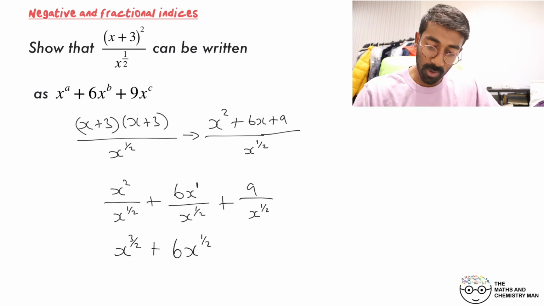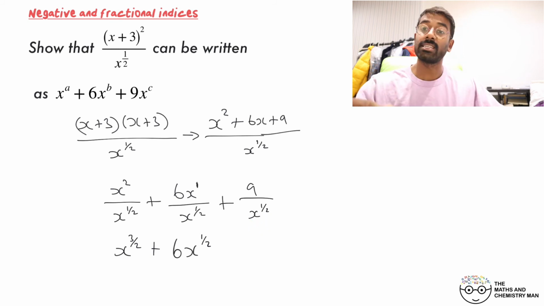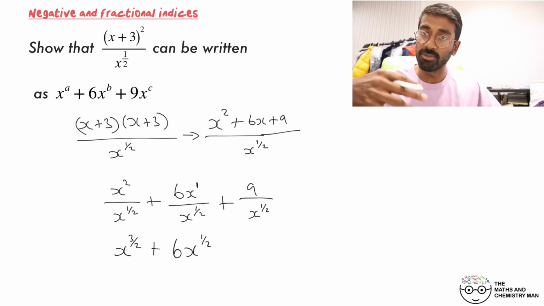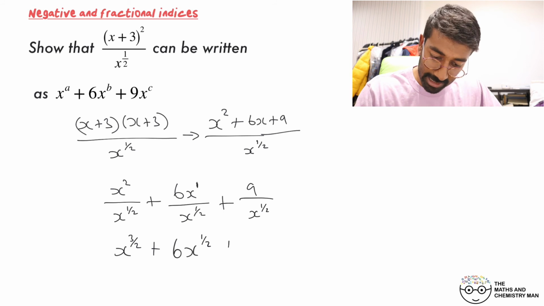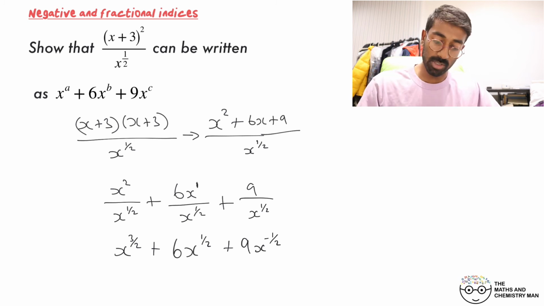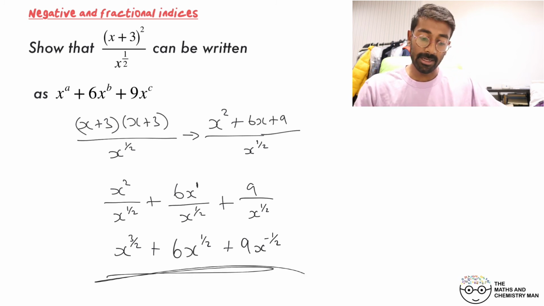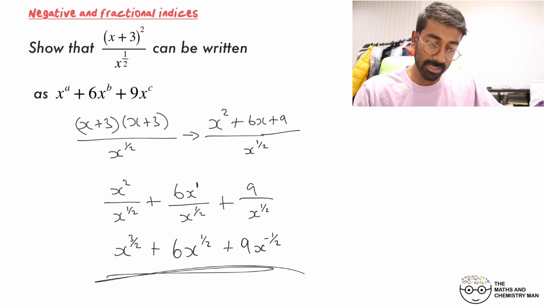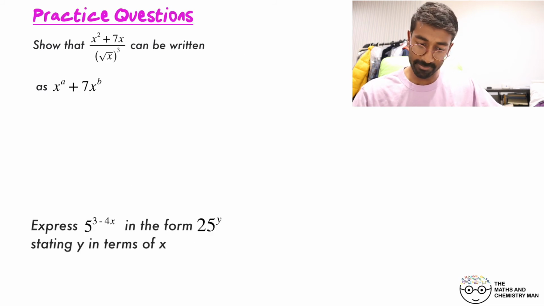And then with the next one, well, we've got the x to the half, this time on the bottom of your fraction, so it's a reciprocal again, right? So what we can say is this is going to be 9x to the power of minus half, again because it's on the bottom of your fraction there. And that's that. So that's in that form that they wanted there. So A is going to be 3 over 2, B is going to be a half, and C is going to be negative a half.